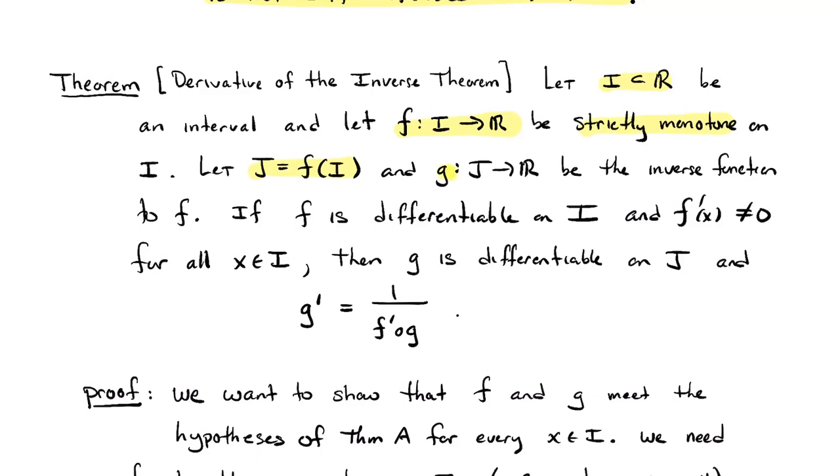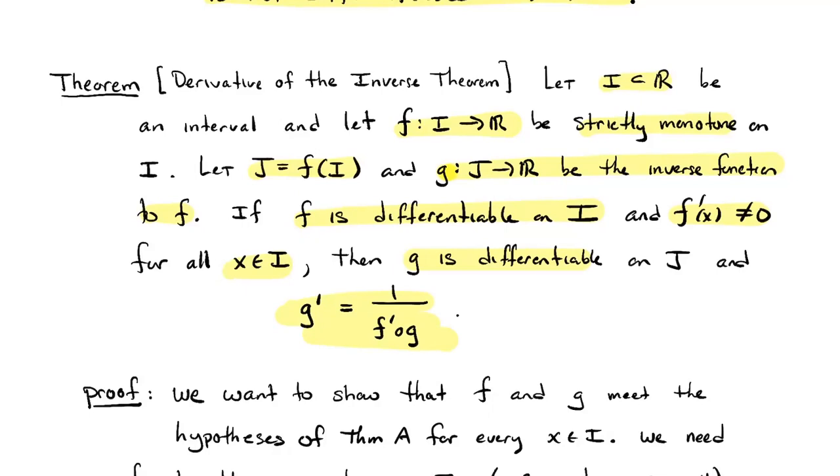Then by a borrowed fact, we know that the inverse function exists. A strictly increasing or strictly decreasing function has an inverse, but this time I'm not assuming that g is continuous, so it's a little bit stronger of a theorem. The condition is that if f is differentiable on I and its derivative is never zero, not just at a single point but on the whole interval, then g is differentiable, and the same formula holds: g prime is 1 over the composition of f prime with g.